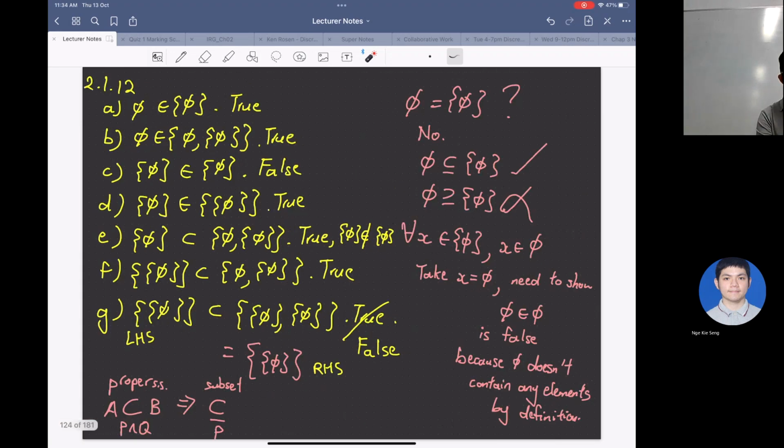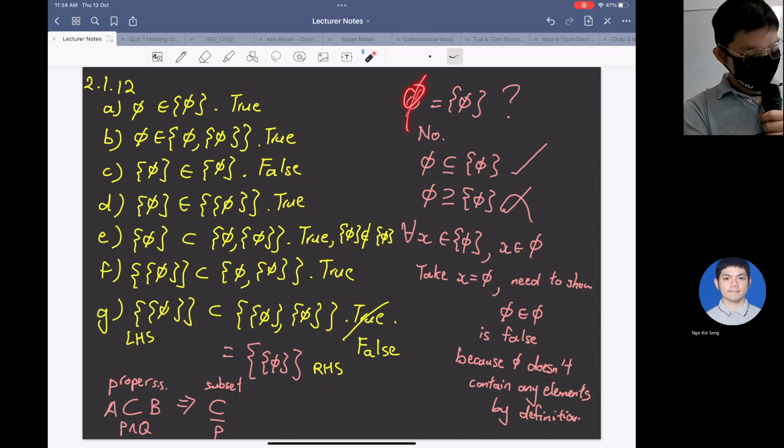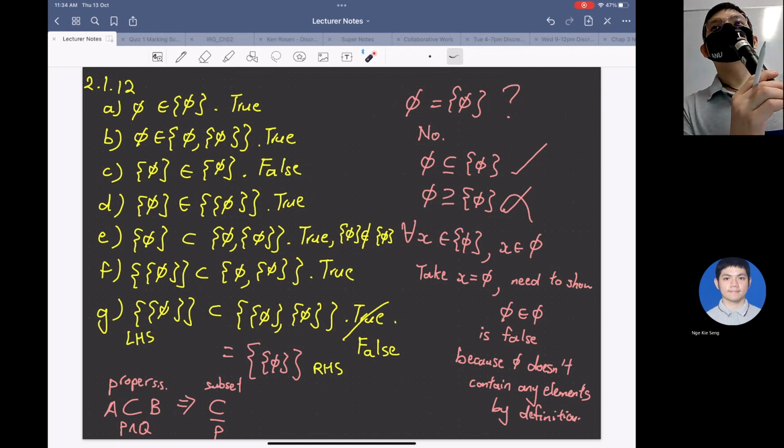So 2.1.2. The key here is to understand whether these are the same or not. If you understand this, probably you can try all these questions here. So is the empty set equal to the set of the empty set or not?